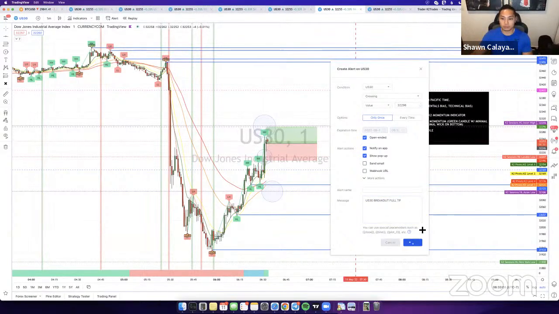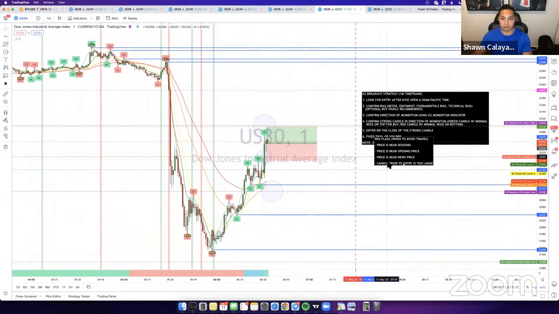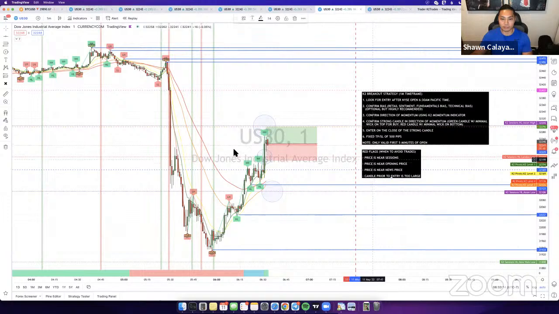Solid set alert there. So if and when it does hit, we'll know. But yeah, as you guys can see, looking at the red flags right here, price is near sessions on the bottom side where it broke through, and it's also near sessions up here too. And I think the main thing I would be wary of is the candle prior to entry is too large. This candle here is way too big.